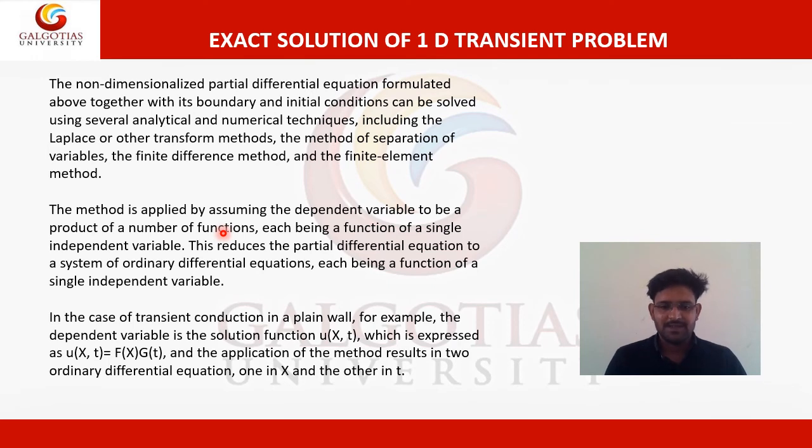So in the case of transient conduction in a plane wall, for example, the dependent variable is the solution function, that is u(x,t), which is expressed as u(x,t) equal to f(x) g(t), and the application of the method results in two ordinary differential equations, one in x and the other in t. So for the 1D transient problem, for some problems we also have the exact solutions.